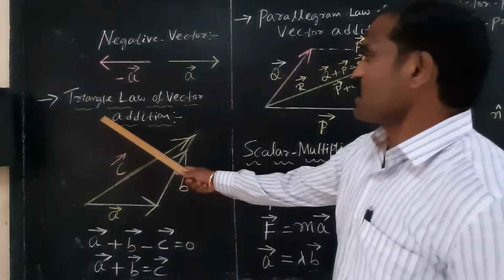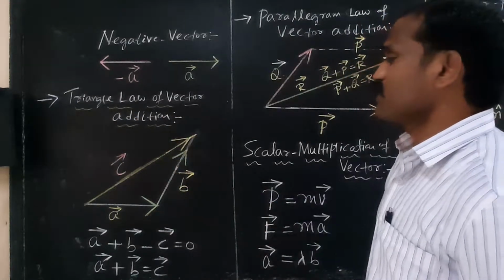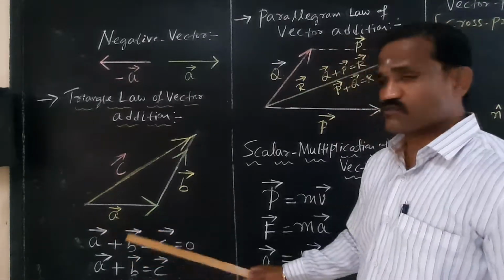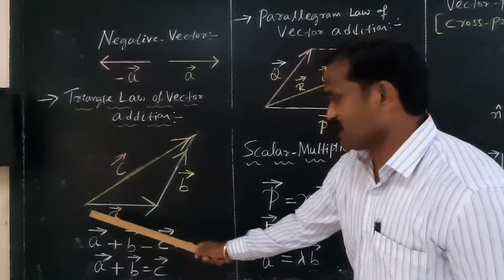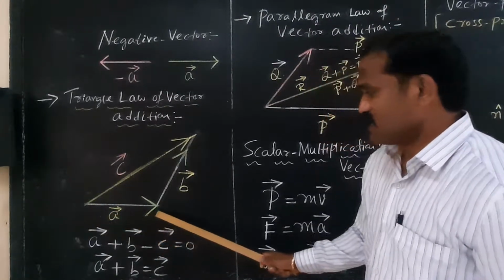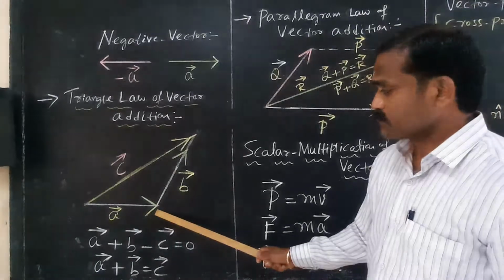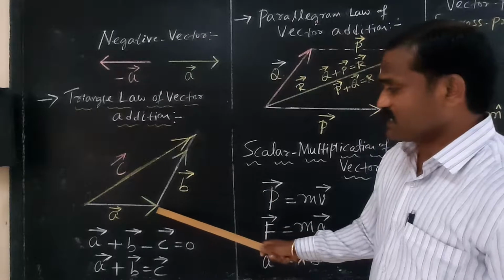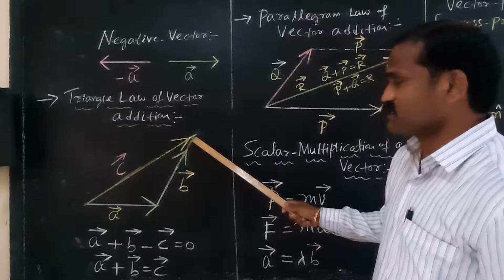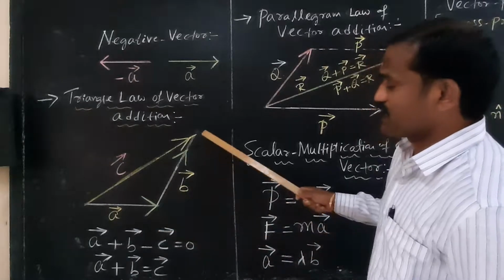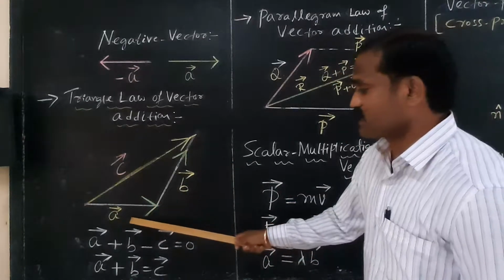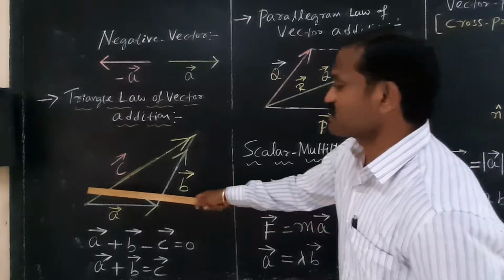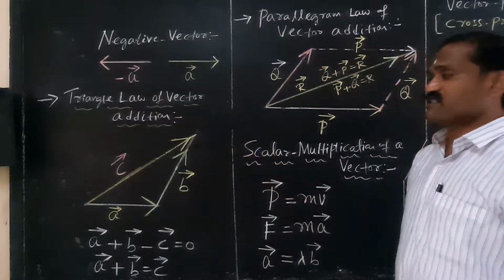So the first one is the triangle law of vector addition, right? So this is the initial point of the vector A. Please observe this triangle. This is vector A, its initial point is here, and this is its terminal point. This is vector B, and its initial point is here and its terminal point is here. They are taken in one particular direction. Vector A and vector B are taken along the anti-clockwise direction. The resultant vector is taken along the clockwise direction.